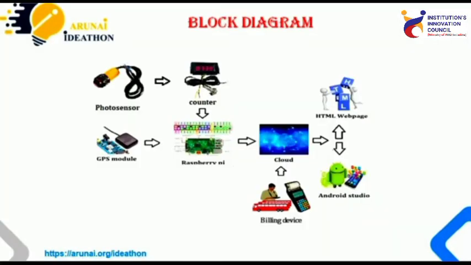Block diagram. GPS, photo sensor and counter are interconnected with the Raspberry Pi microcontroller. The billing machine and the Raspberry Pi microcontroller are connected with the cloud. From the Raspberry Pi microcontroller, information is updated to the cloud. From the cloud, information is received by the web page and mobile application. Finally, the information is displayed through the mobile application and web page.